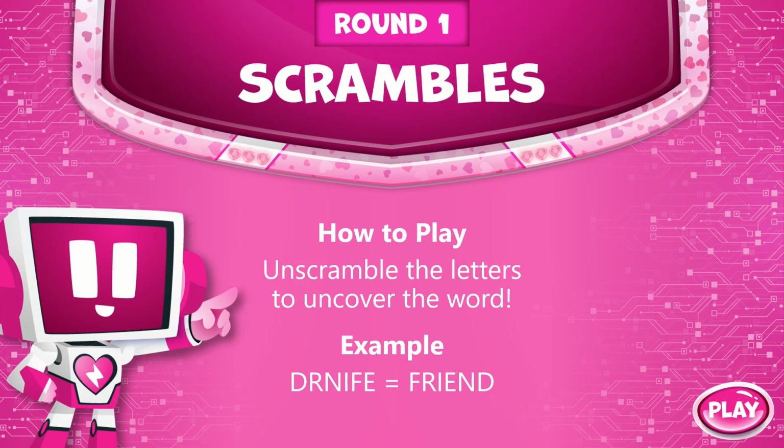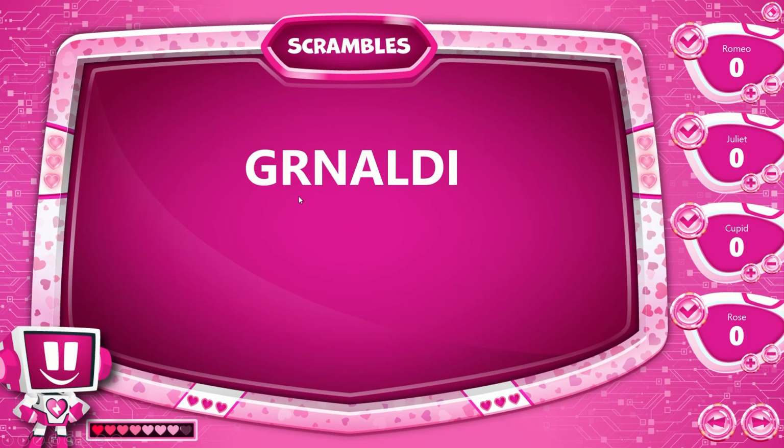In round 1, you will unscramble the letters to uncover the word. The instructions also share an example to give players an idea of how the round is played. For each question they get correct, they will earn 5 points. Once you've gone over the instructions, click play to begin. The letters will automatically appear and then the timer will start immediately after.